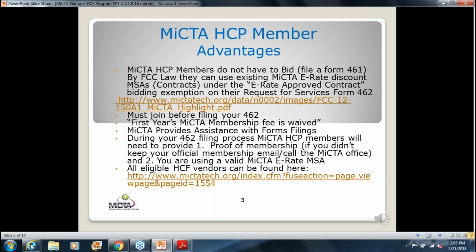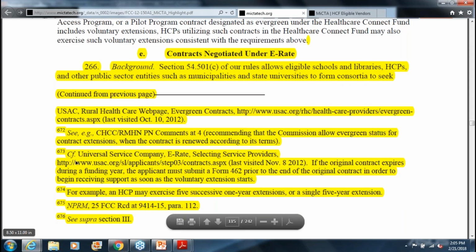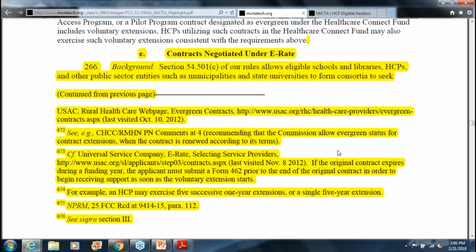We're going to show you the actual document, the 12-150, and the area in that order, 150, that the FCC passed creating the Healthcare Connect Fund program. And in this case, specific reference to the exemption that they have deemed the E-rate exemption. And as you can see, initially the dialogue about the rules governing the schools and libraries program and HCPs and other public sectors such as municipalities and state universities are able to form a consortium under this HCF program.